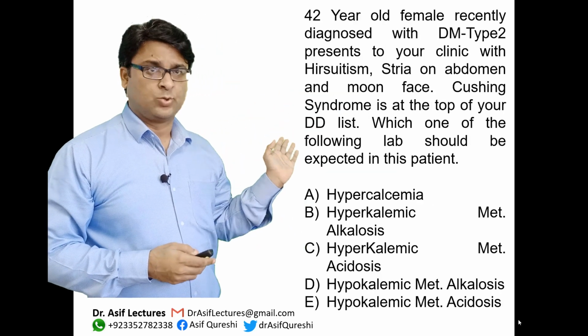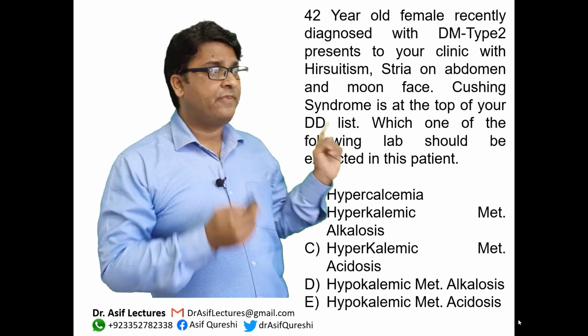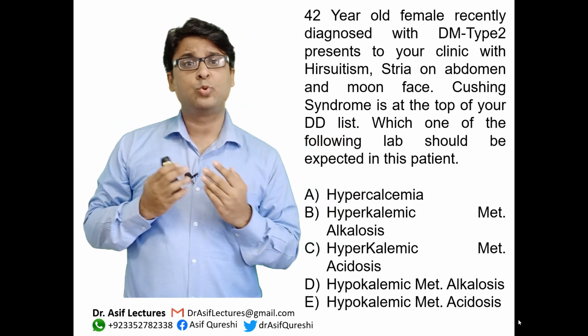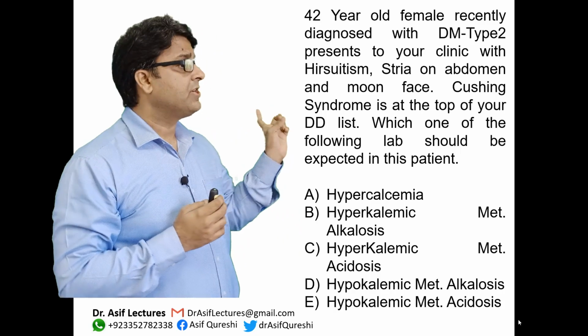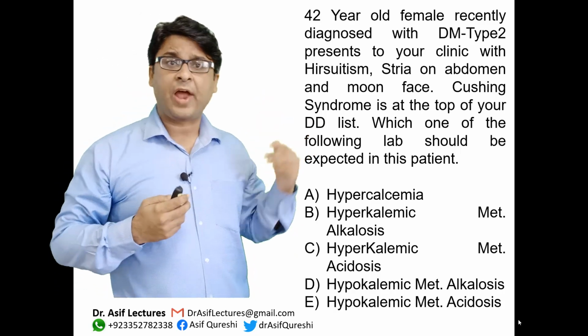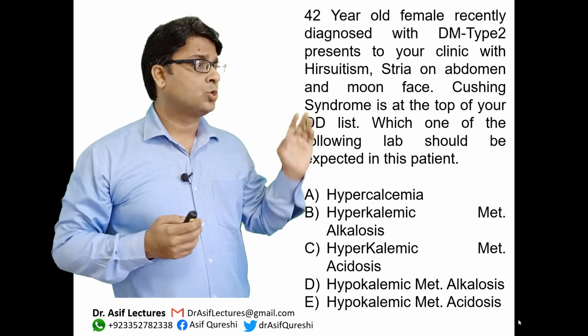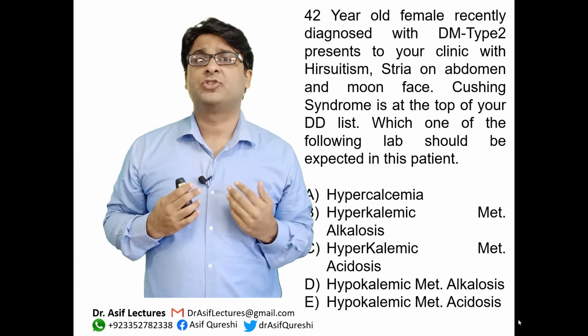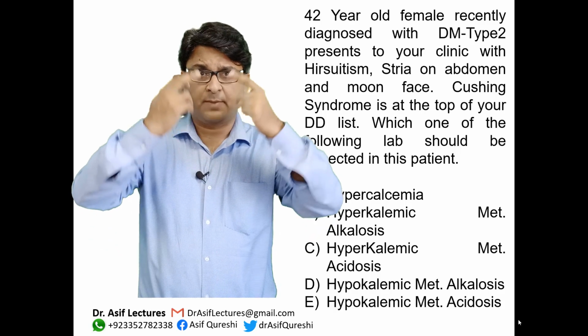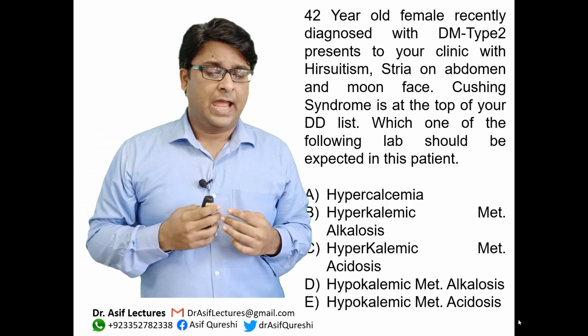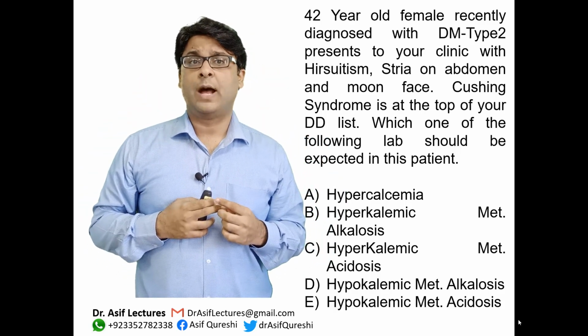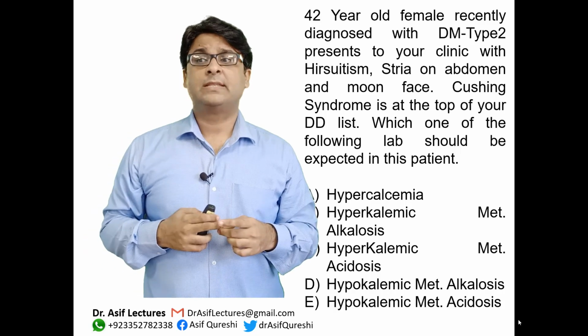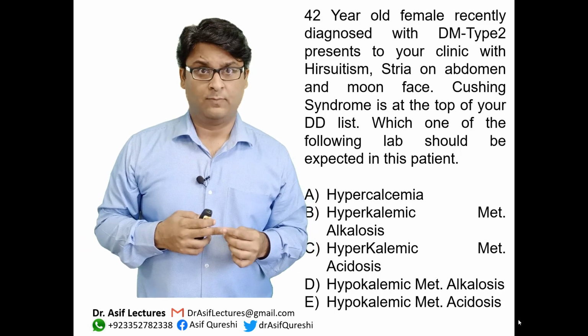Now let us discuss the next question. A 42-year-old female recently diagnosed with type 2 diabetes mellitus presents to your clinic with hirsutism, stria on the abdomen, and also with complaints of moon face. She tells you that her facial appearance has changed and people tell her that she is becoming round as a moon, okay? You should be able to identify by now that this is pointing towards Cushing syndrome, okay?